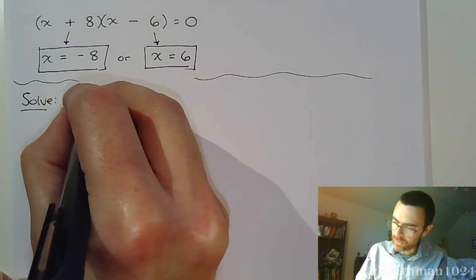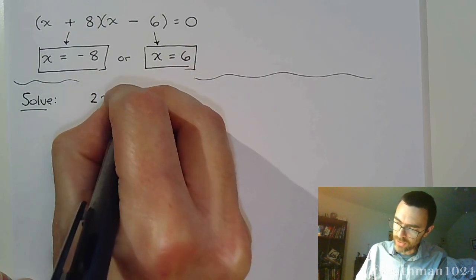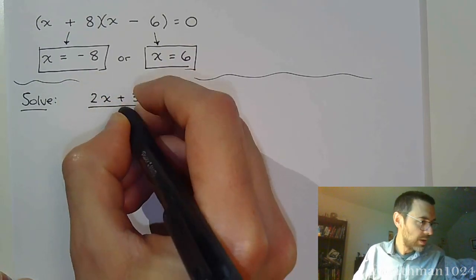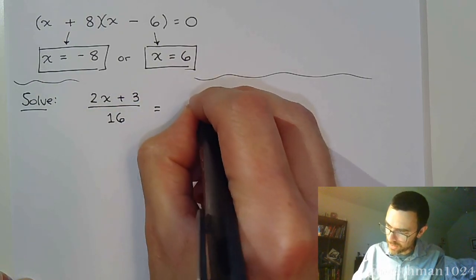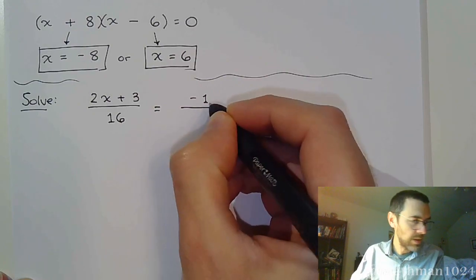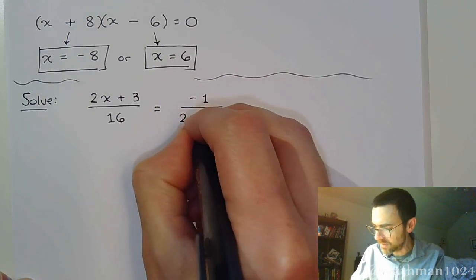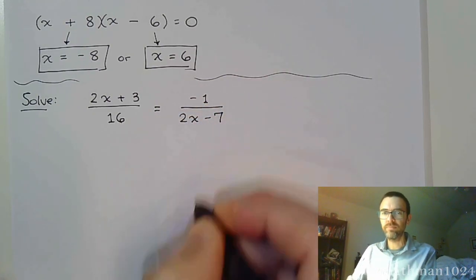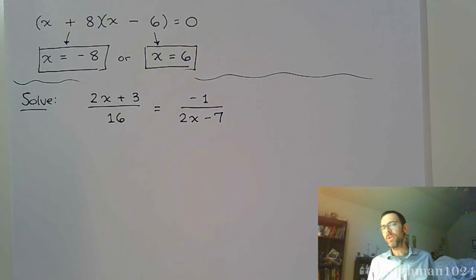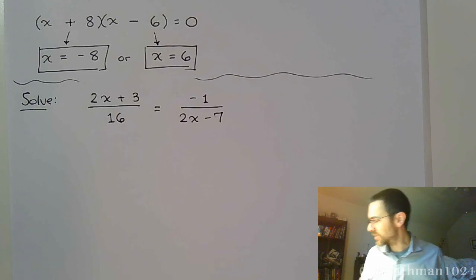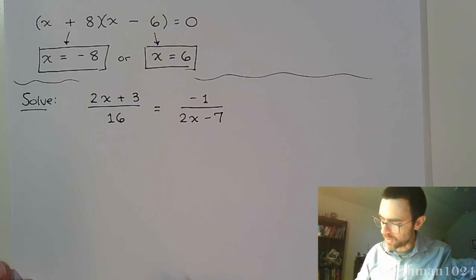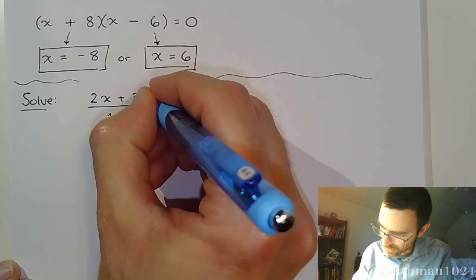All right. So let's tackle 2x plus 3 over 16 is equal to negative 1 over 2x minus 7. Okay? So it's pretty much like the last problem that we did. You've got one fraction equal to another fraction, so that means that we have a proportion, and as we have been saying, that means that the cross products are going to be equal.